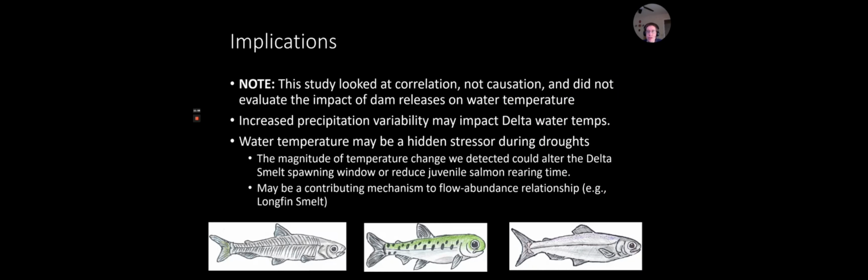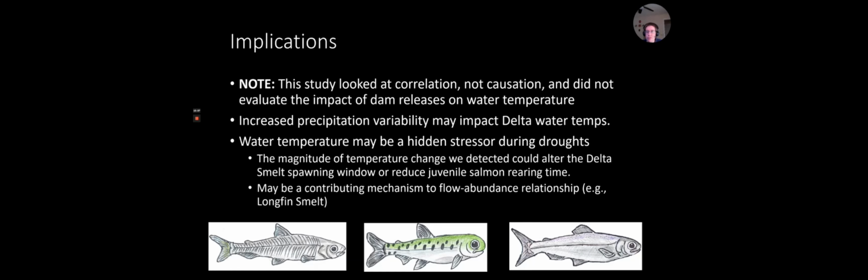This study shows that increased precipitation variability may impact delta water temperatures, since we found a relationship between inflow and temperature, as well as between precipitation and temperature. And water temperatures could be a hidden stressor during droughts. The magnitude of temperature change that we detected could alter the delta smelt spawning window or reduce juvenile salmon rearing time.